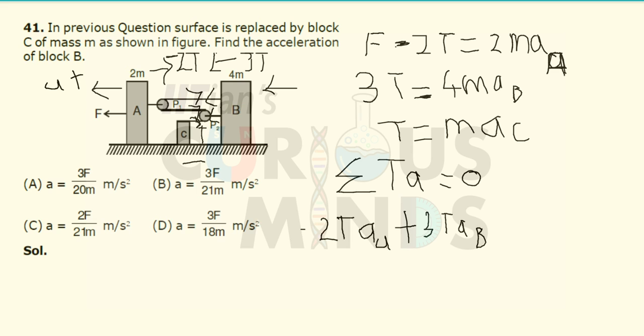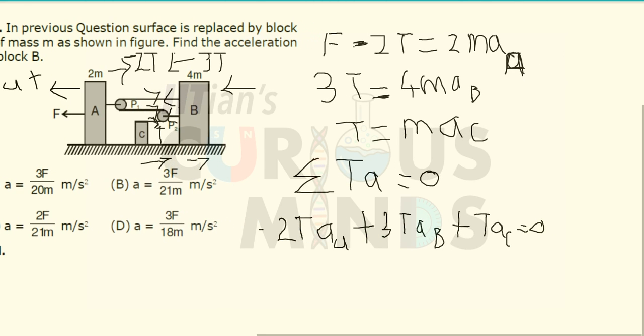For block C, the tension is on the right, and if you look at this diagram carefully, the acceleration will also be on the right. So negative times negative will make positive. It will be equal to positive T into acceleration of block C, equal to 0. T is negative, acceleration is also negative. When you multiply over here, you will get a positive answer.